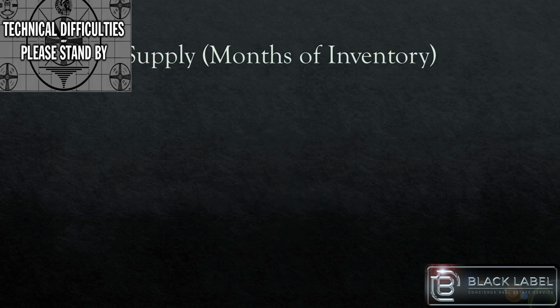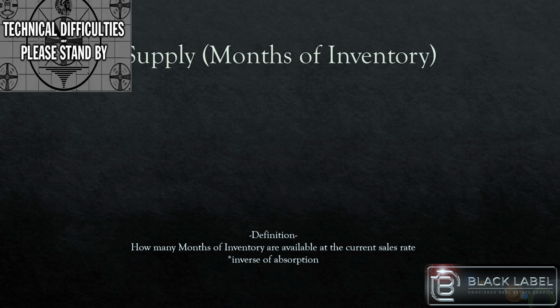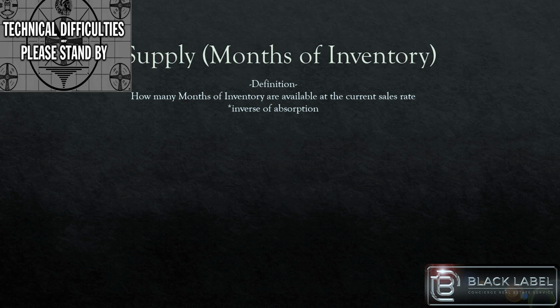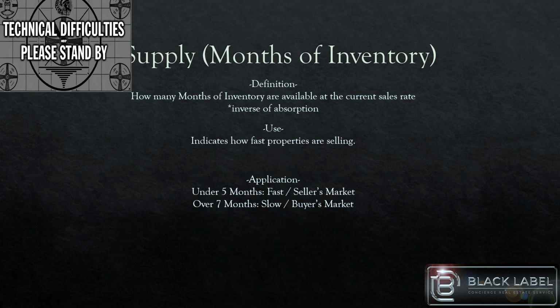Now, months of supply or just supply, I like to do it in months of inventory. And this is how many months of inventory are currently available on the market. And just the way I do the math, it's the inverse of absorption. So it basically indicates how fast properties are selling. So in the same thing as last time, if I had 100 homes on the market and only 20 sold, then you would have 5 months of inventory, because 100 divided by 20 is 5 months of inventory.